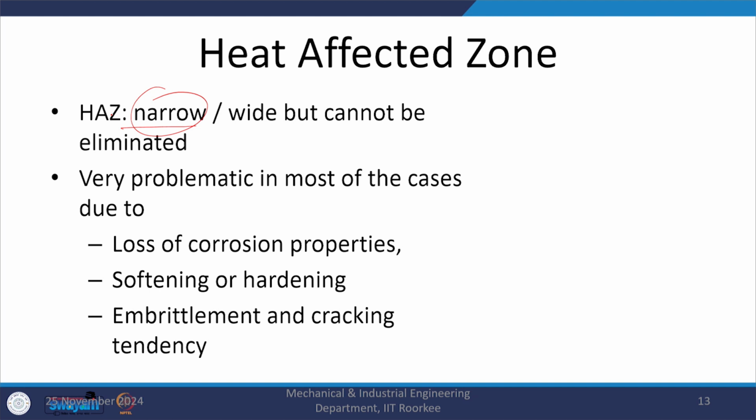Why? Because due to the undesirable metallurgical transformation, it reduces the corrosion resistance, it frequently causes softening or hardening as per the metal system, and with transformation hardenable steels and cast irons, it frequently causes embrittlement and cracking tendency. Therefore, it requires preheating. Preheating helps in reducing this embrittlement and the cracking tendency.